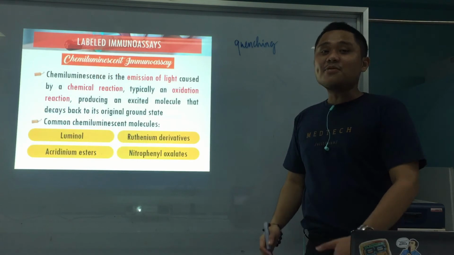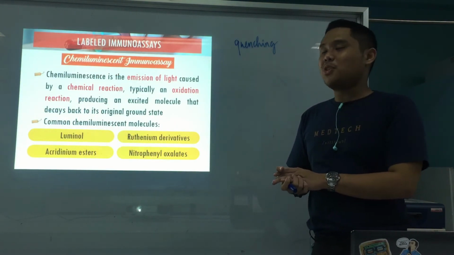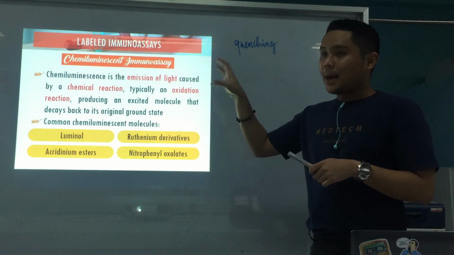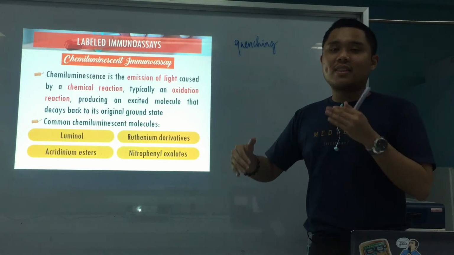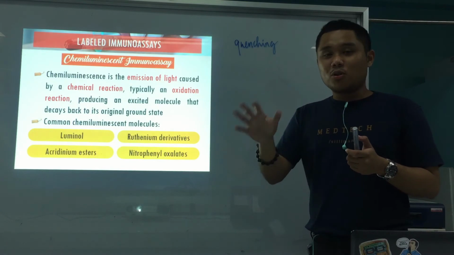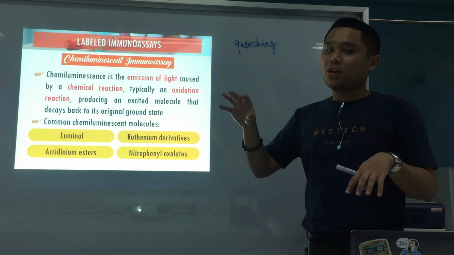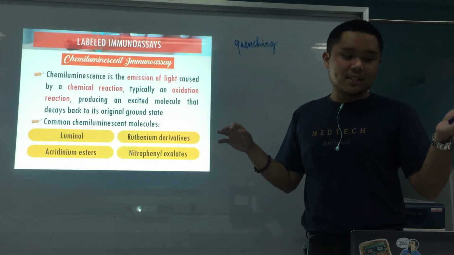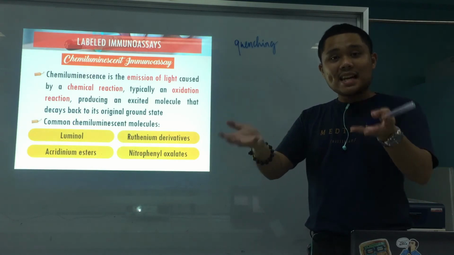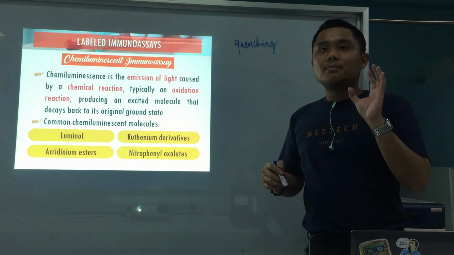And the last type of labeled immunoassays is your chemiluminescent immunoassays. By the name itself, chemiluminescence is the phenomenon of the emission of light brought about by a chemical reaction, generally or most of the time an oxidation reaction, which produces light. The excited molecule, same as in fluorescence, decays back to its ground state, and once it goes back to its ground state, it releases light. That is chemiluminescence. The difference is that it's a chemical reaction.